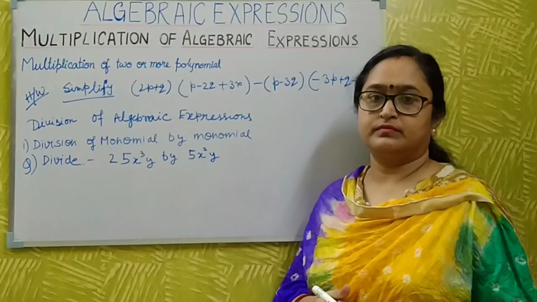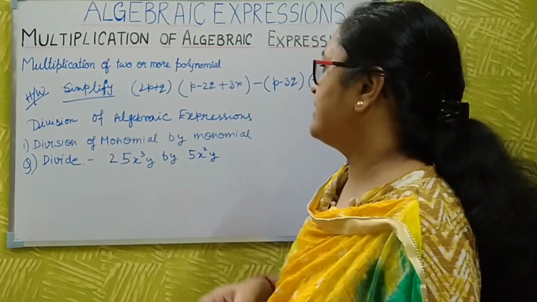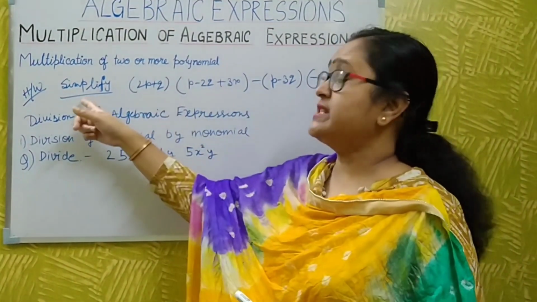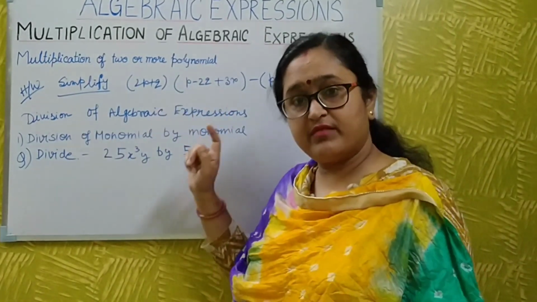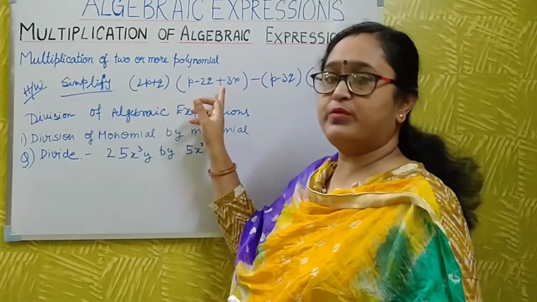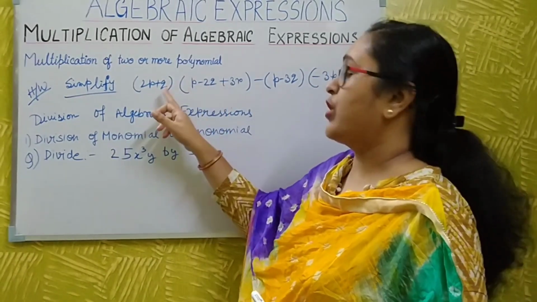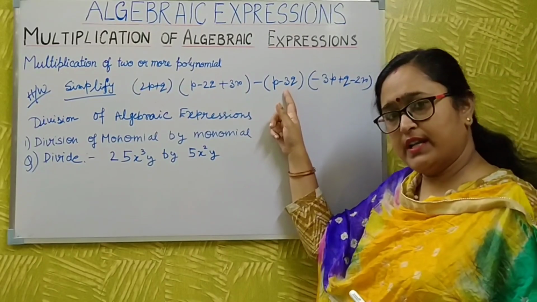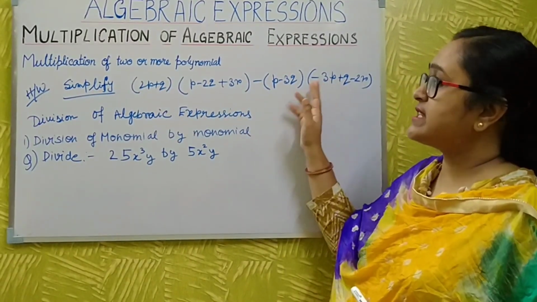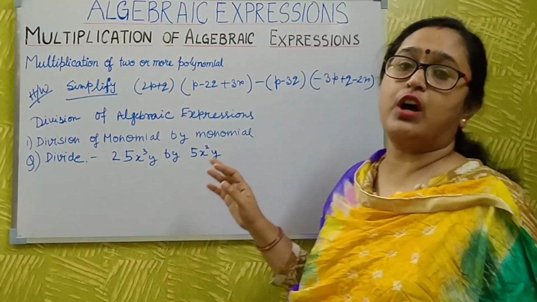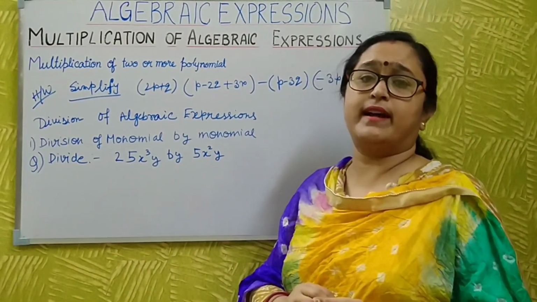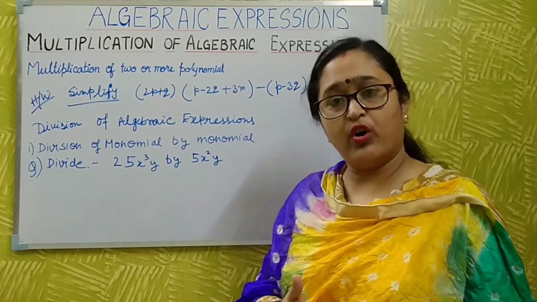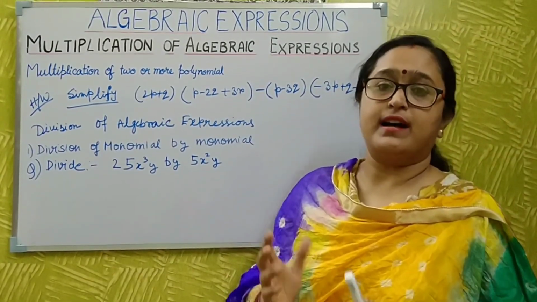Okay. Now I give homework: multiplication of two or more polynomials by simplification. First you do the multiplication of these two polynomials, then you do the multiplication of these two polynomials, then you do the subtraction. This is the homework. Please do the homework, and if you have any queries, write in the comment box and I will give the answer.